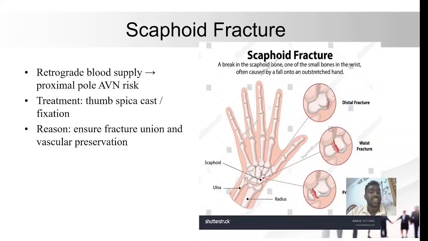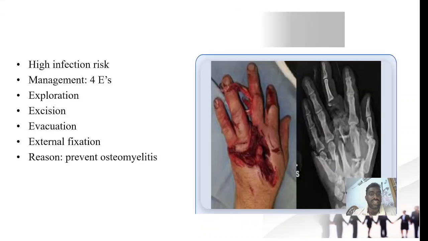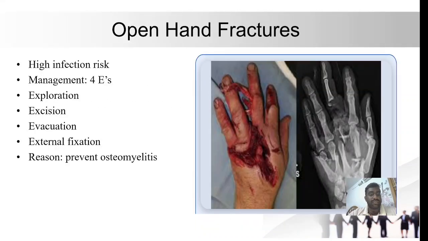The management depends on displacement. Non-displaced fracture occurs, thumb spica may be needed. When the displaced fracture occurs, the screw fixation is needed. The early diagnosis is critical to prevent long-term disability in the wrist.